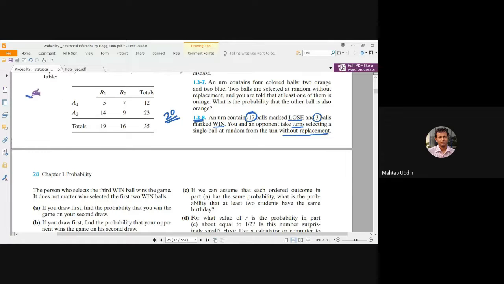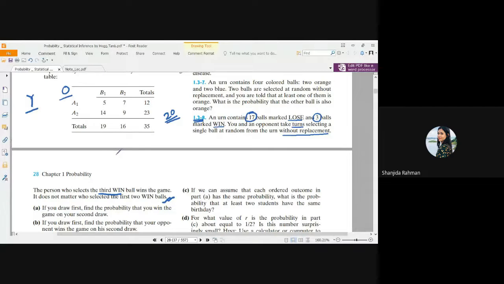So there are two people. One is you and another is your opponent. Y for you and O for opponent. The person who selects the third win ball wins the game. It doesn't matter who selected the first two balls. That is, only the third win is the target. First and second win doesn't matter. Do you understand? Yes, sir.